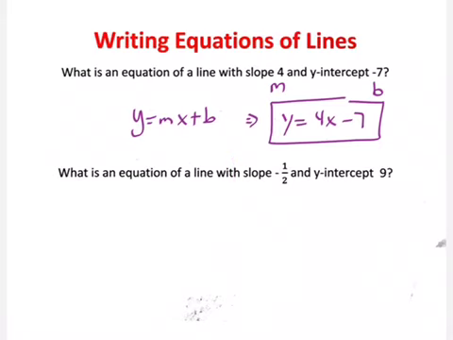Question 2, same idea. We have our slope of negative 1/2, and our intercept, or b, is 9. So this is y equals negative 1/2 x plus 9.